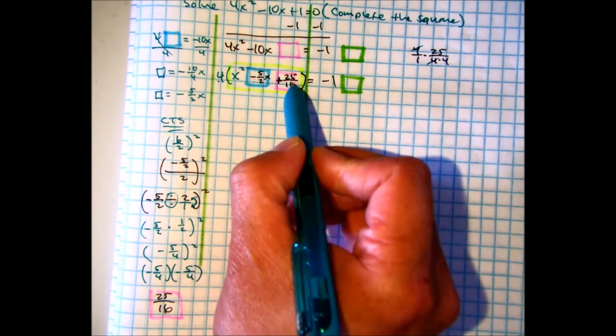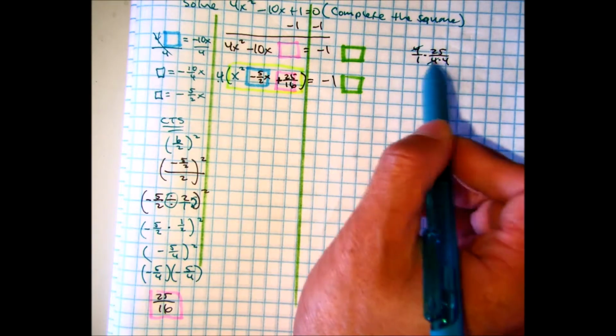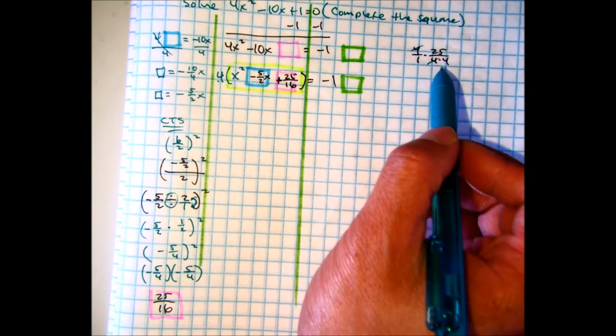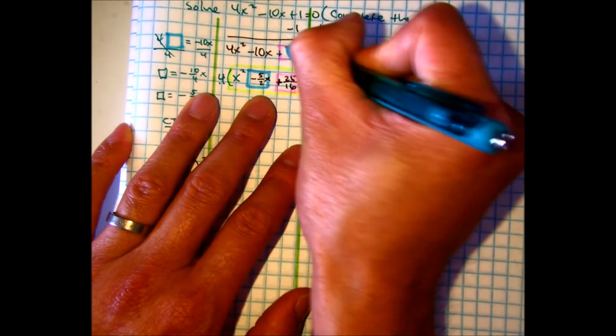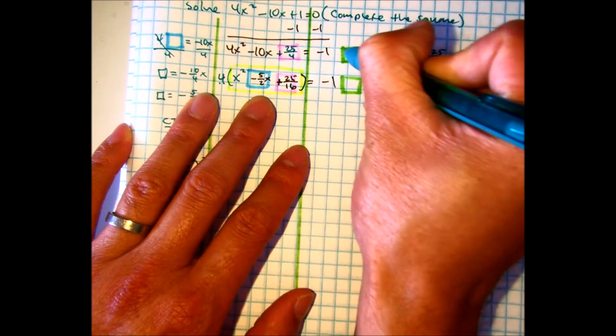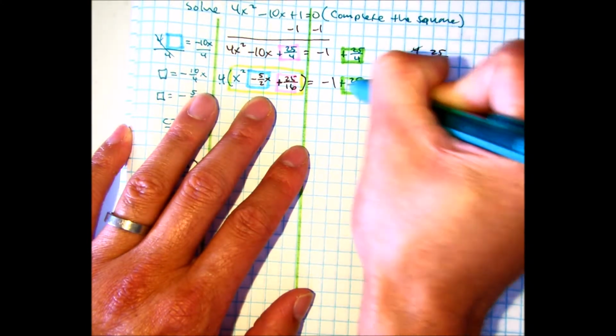Right? It's 4 times 25 over 16. 16 is 4 times 4. I can cancel those, right? Because you're going to get 100 over 16 and then you reduce that. 25 over 4. 25 over 4.